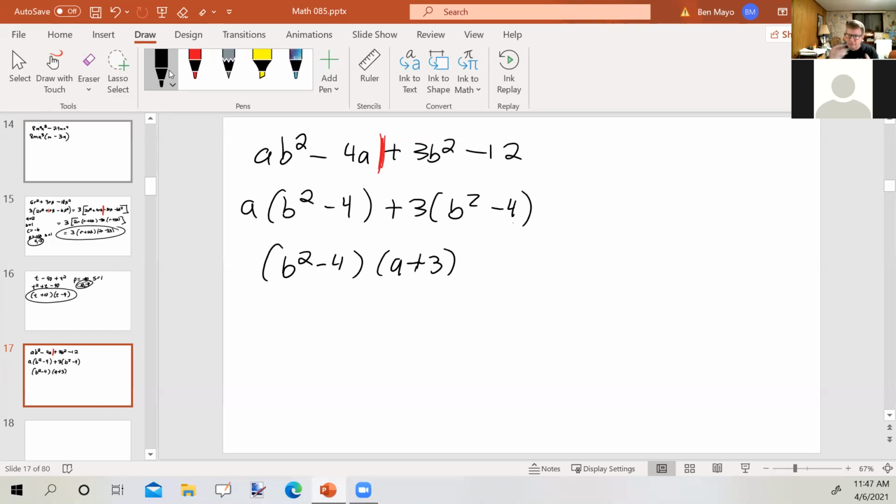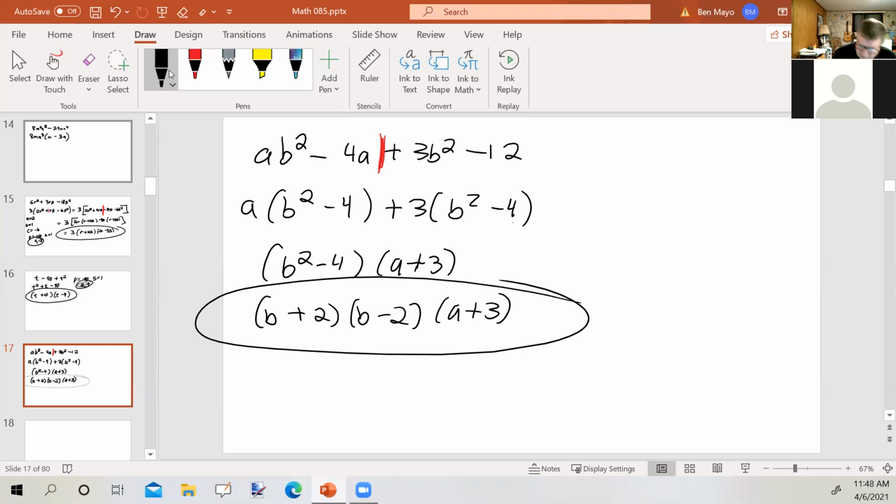And the question comes up, are we through? Are we done? No, you can factor the b squared minus 4. Right, b squared minus 4 is the difference of 2 squares, b plus 2, b minus 2. Now we're through. So you always want to make sure there isn't something you can factor further. Good job.